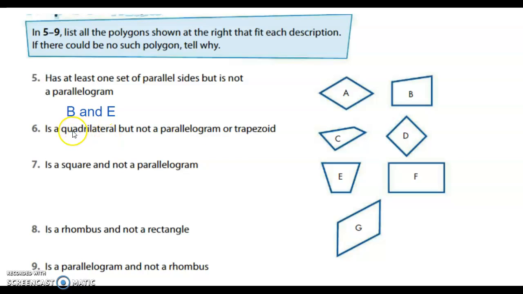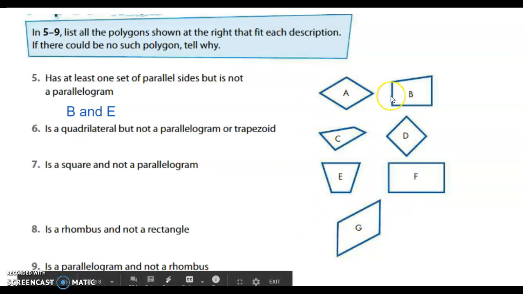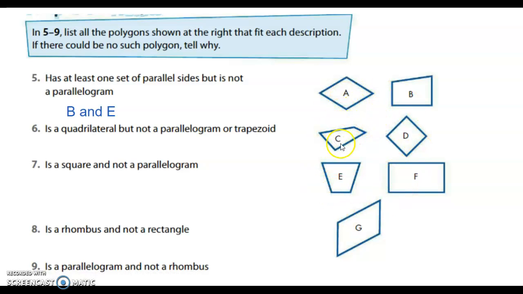All right, number 6 says it is a quadrilateral, so it has four sides, but it is not a parallelogram and it is not a trapezoid. Well, I remember when I was looking over these different shapes, that there was C. C had four sides, but none of the sides were parallel. So that means it's not a parallelogram and it's not a trapezoid, because a parallelogram and a trapezoid both have at least one set of parallel sides. So C is our correct answer.